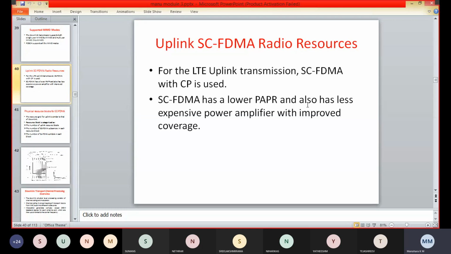An SC-FDMA transceiver has a similar structure to OFDM. So the parameterization of the radio resource in the uplink enjoys similarities to that in the downlink channel. Additionally, only limited MIMO modes are supported in the uplink. So this is about the uplink SC-FDMA radio resources.